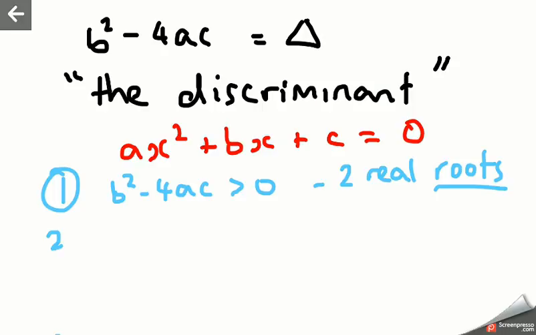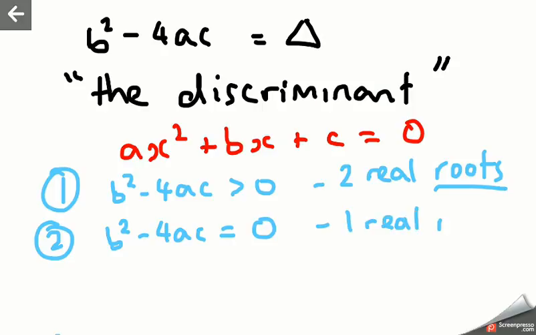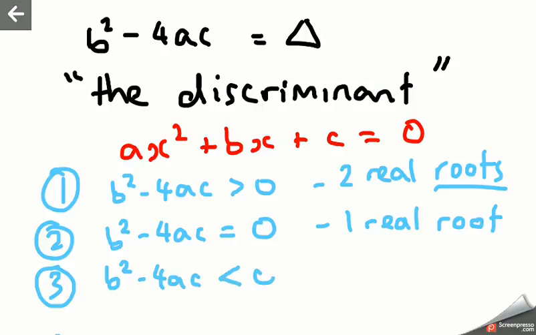The second category, b squared minus 4ac equals 0. We know there is only one real root, or one real solution. And finally, the third category, b squared minus 4ac less than 0. We know that there are no real roots. No real roots. That means no solutions to the equation.